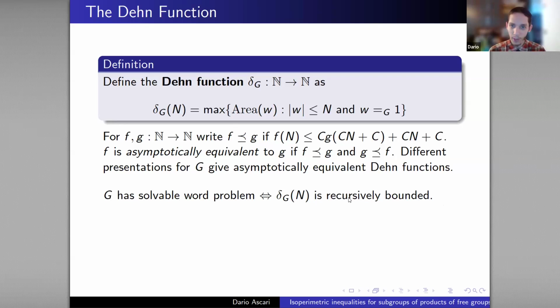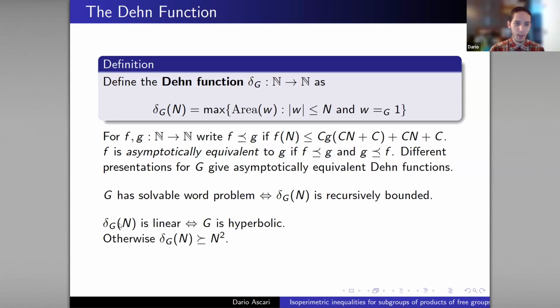Okay? And the groups with easiest possible word problem are exactly the hyperbolic groups. So the Dehn function is linear if and only if the group G is hyperbolic. Otherwise, the Dehn function is at least quadratic. Okay, so there is a gap. The easiest groups are the hyperbolic ones, and besides that, everything is at least quadratic and there's nothing in the middle. Above quadratic, there are a lot of possible Dehn functions. Okay, any questions so far?